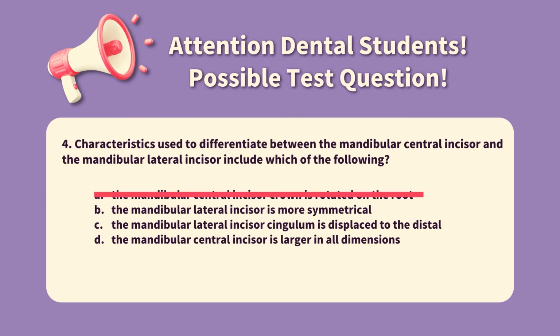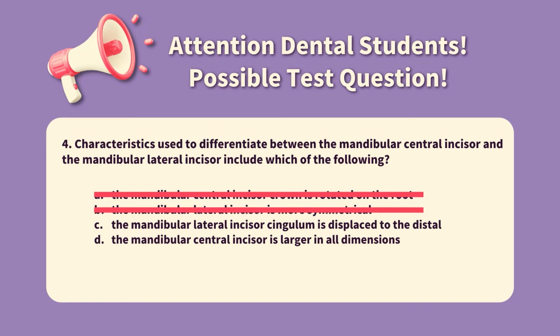B, the mandibular lateral incisor is more symmetrical. Nope, it's the mandibular central incisor that is more symmetrical. In fact, it's the most symmetrical tooth in the mouth. C, the mandibular lateral incisor cingulum is displaced to the distal. That's correct. That's a characteristic used to distinguish the mandibular central incisor from the mandibular lateral incisor.